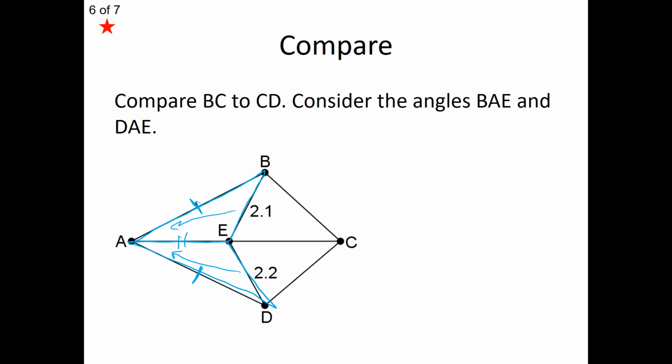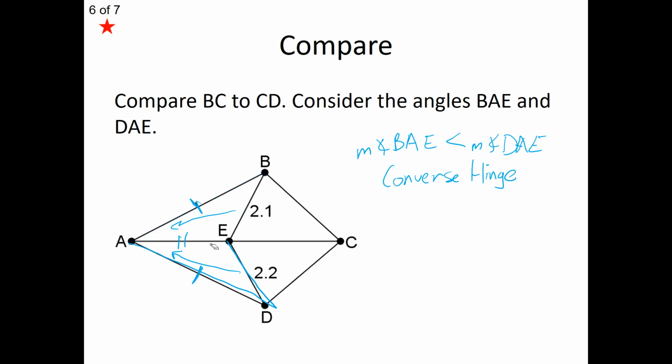What can I then say about angle BAE? Well, the measure of angle BAE is going to have to be less than the measure of angle DAE, and here's why. It's opposite the lesser side. The side BE is the shorter side, 2.1. The side DE is the longer side, 2.2, which means the measure of angle BAE is less than the measure of angle DAE. I can justify that. I can then compare angles. That's converse of Hinge. I know that angle BAE is less than angle DAE.